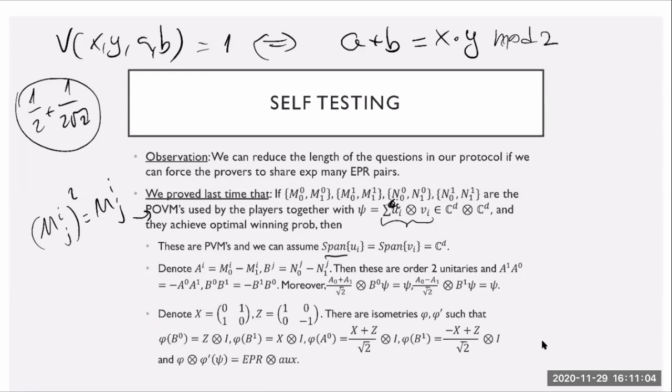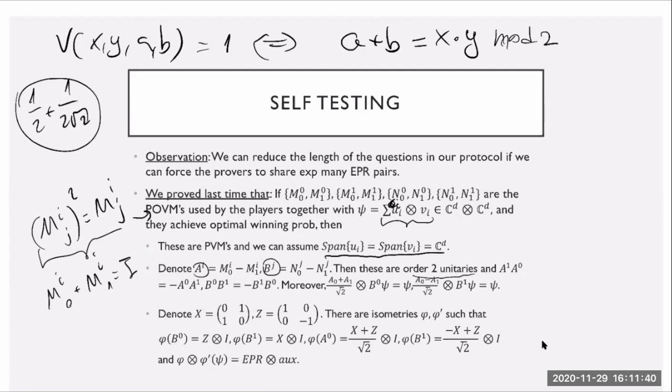So we show that the span of the UI is equal to the span of the VI, which is the whole space. And then we call these AI and BJ, which are just MI0 minus MI1 and NJ0 minus NJ1. And we said that these are order 2 unitaries, as long as this is a projective valued measure. As long as this condition holds and Mi0 plus Mi1 is the identity, and also for the Ns, you can show that these are order 2 unitaries. So this is a very general thing.